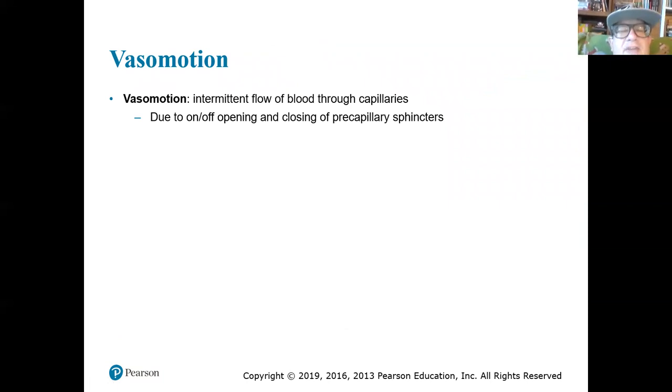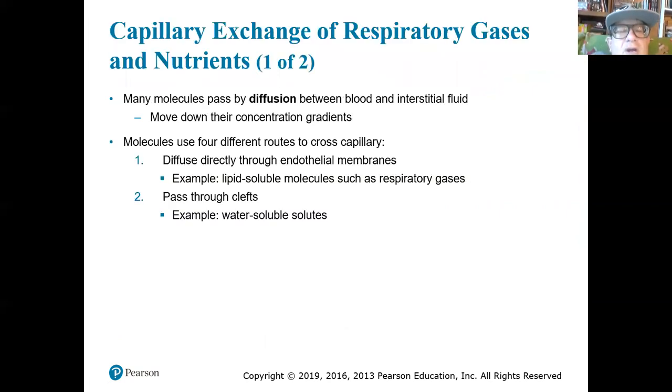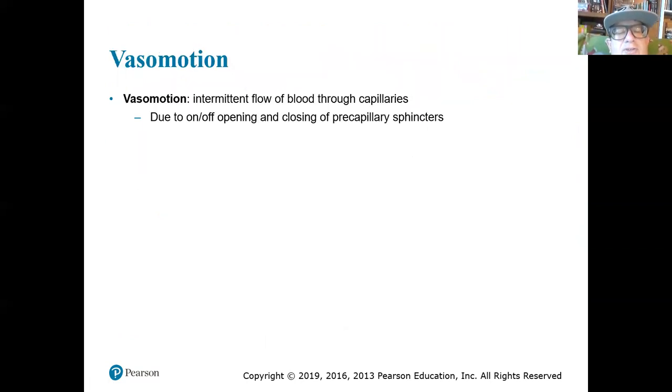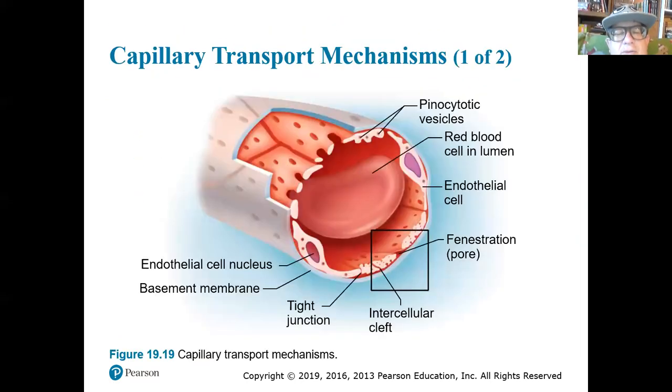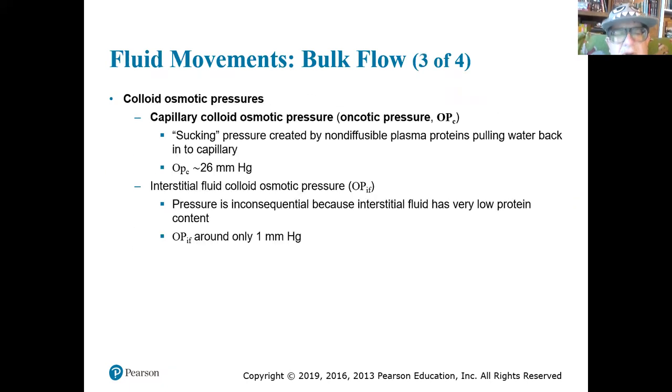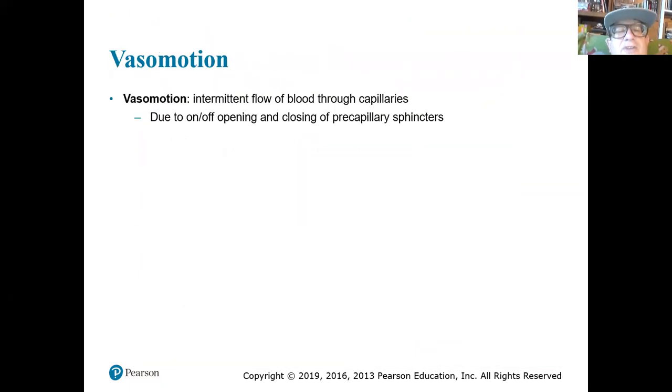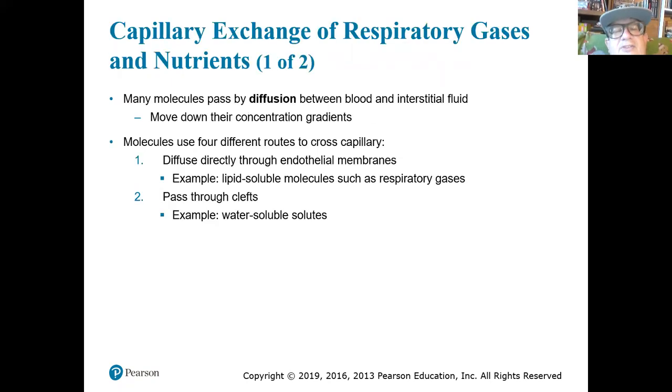Vasomotion. This is the intermittent flow through capillaries. You've heard me say this many times already. Precapillary sphincters can open and close. What that means is that we are going to close off capillary beds until the tissues say, hey, we really need some oxygen. And then we'll open up those precapillary sphincters, send a squirt of nice oxygenated blood in there so the tissues can have some oxygen, and then we shut it down until they need it again.